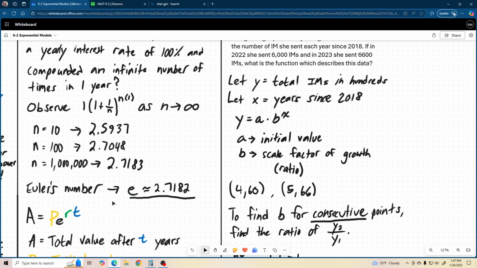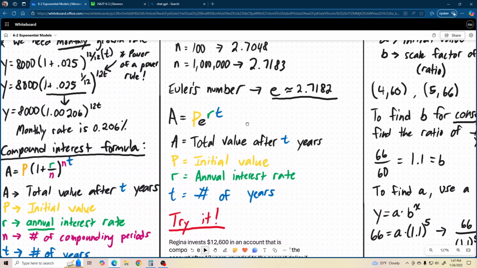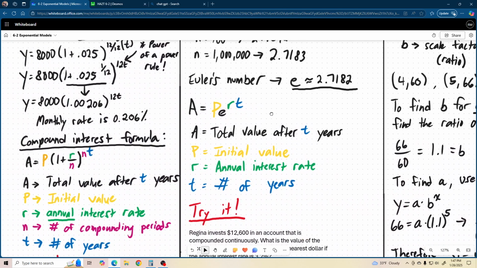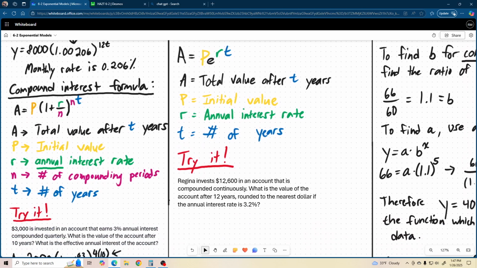A lot of calculators have E. It'll say like E to the x, right? Because you're almost always using E as a base for an exponential function. So let's go ahead and look at our new formula, right? So this is our compounding continuously formula. It's a little bit different than our interest formula. I'll go ahead and pull it side by side so you can see the similarities and the differences.